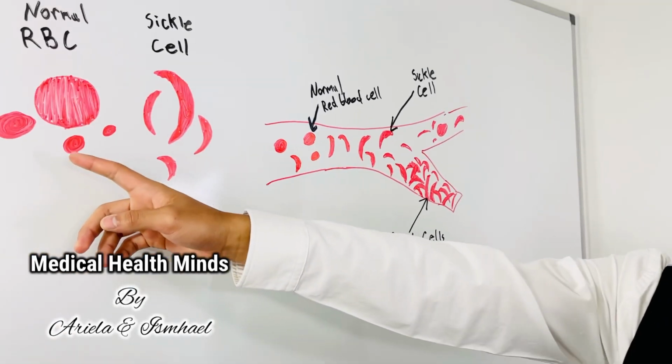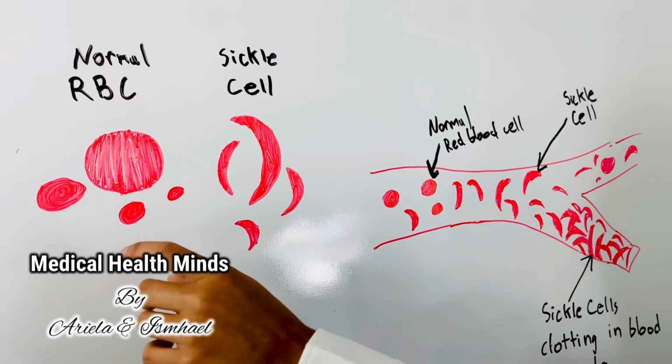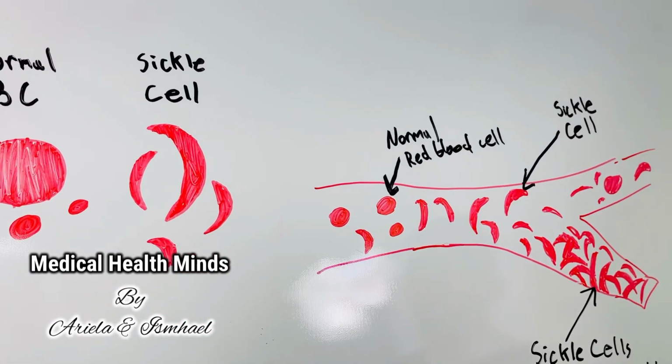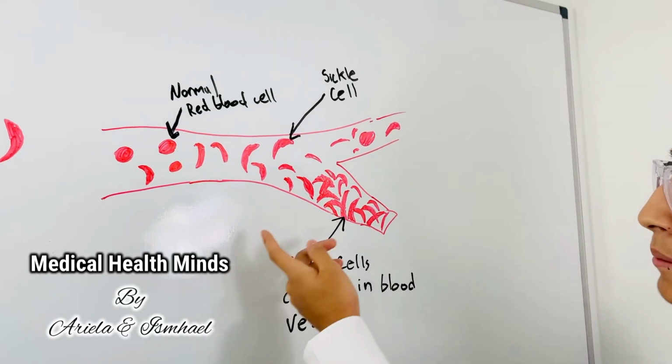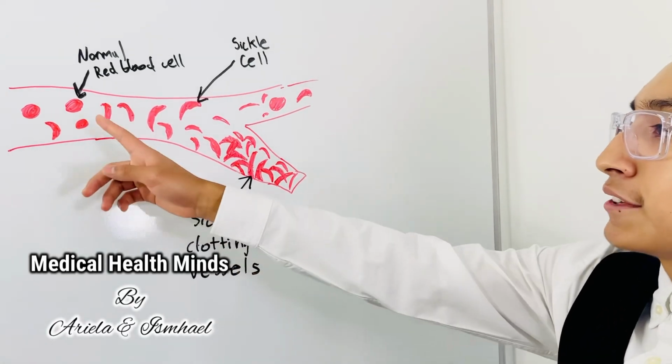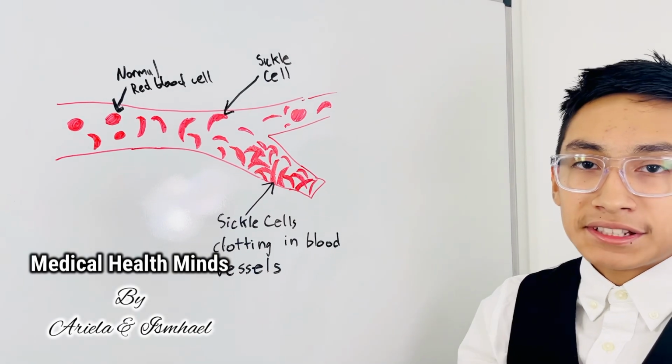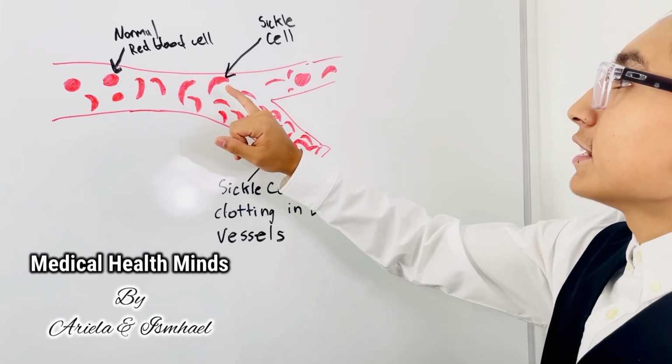So this is a normal red blood cell. They're donut shaped. And this is a sickle cell. They're sickle shaped and look like a moon crescent. So this is the bloodstream. This is a normal red blood cell. They're circle shaped, but they're few in a person that has sickle cell disease. And this is a sickle cell.